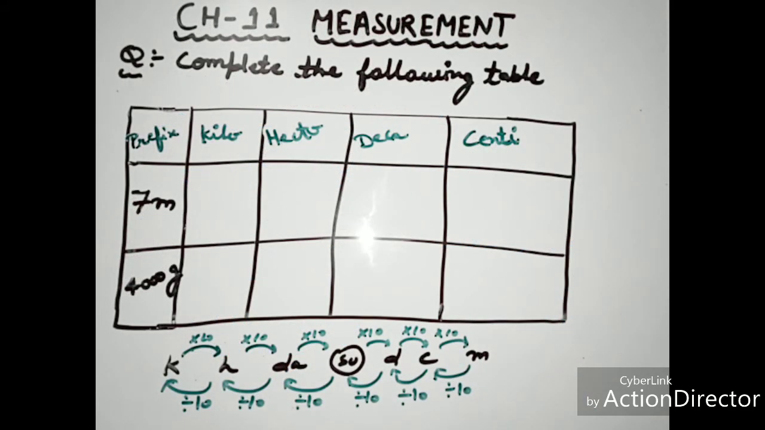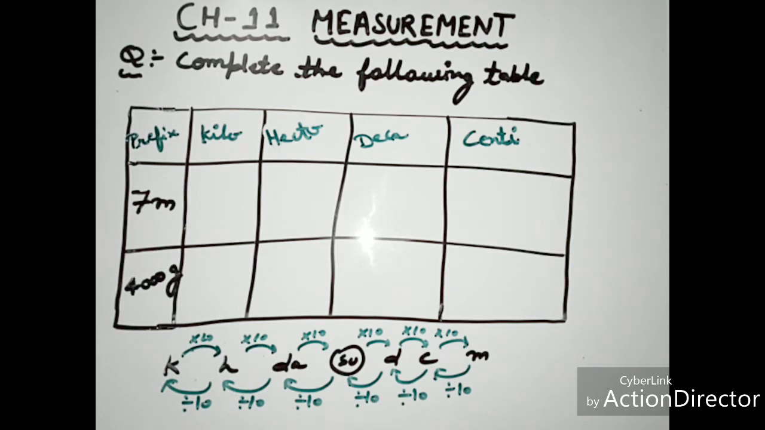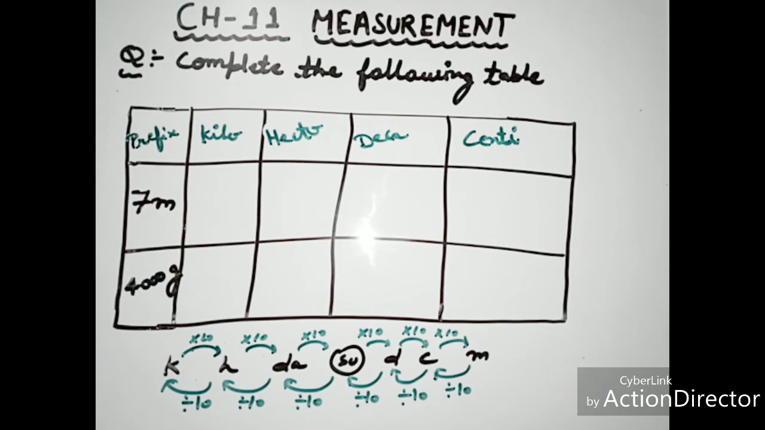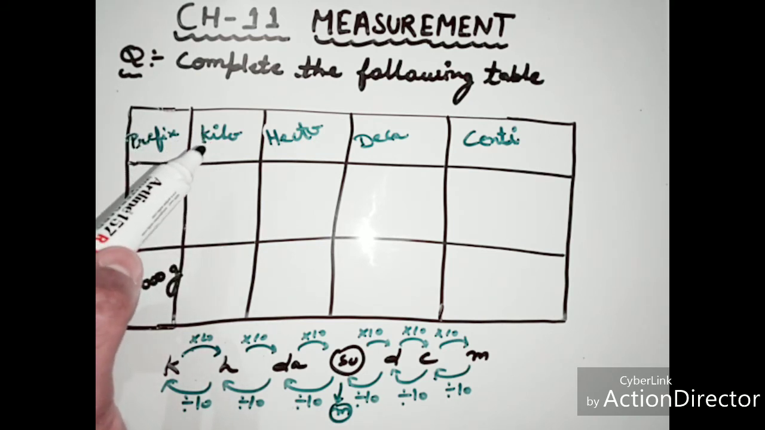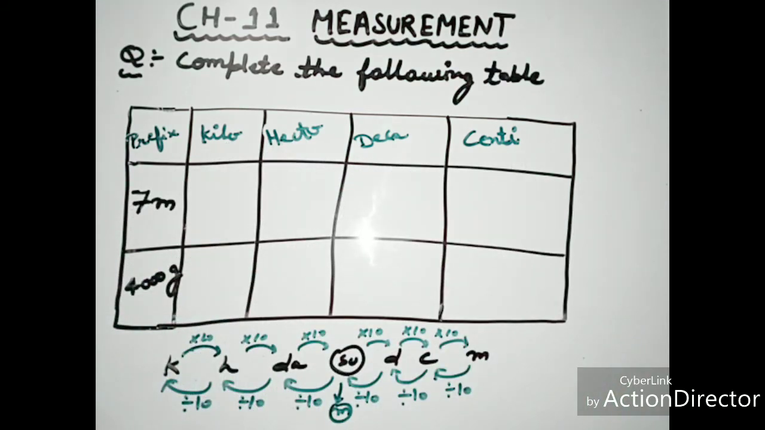Now the next example, complete the following table. Here we take two numbers or two measurement to convert the different units. Now here we convert 7 meter to kilometer, hectometer, decameter and centimeter. So here we take first unit meter. So the all prefix with meter, kilometer, hectometer, decameter and centimeter.